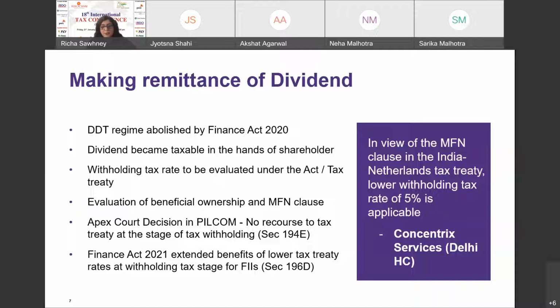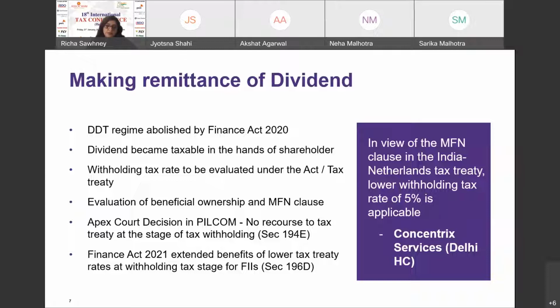When these changes had happened, at the very early stage itself, a very good direction came in the decision of Concentrics by the Delhi High Court, in the context of the India-Netherlands Treaty, where the tax rate is 10%. It held that a rate of 5%, which comes in through the MFN clause by looking at the Slovenia, Lithuania, and Colombia treaties, can be imported into this particular treaty. There is some interesting analysis about this development, which we will take up in our discussion.